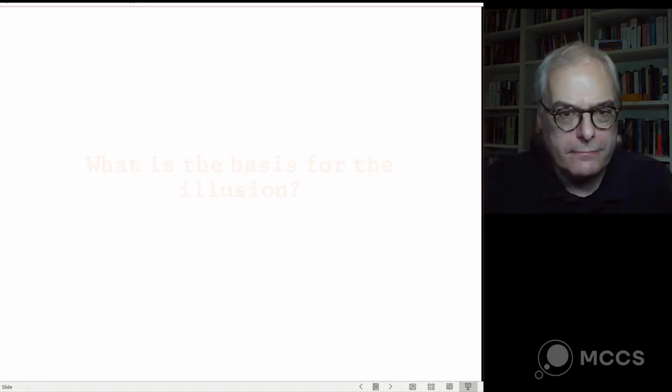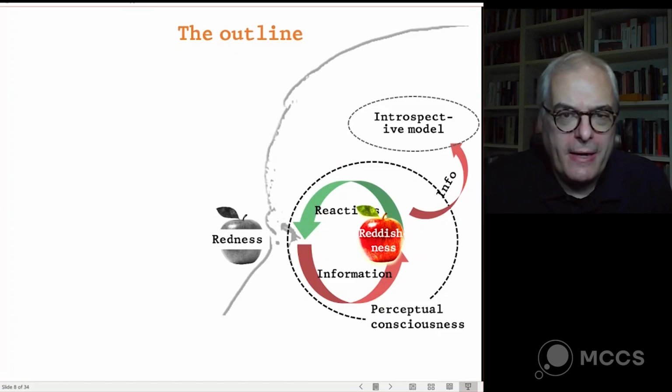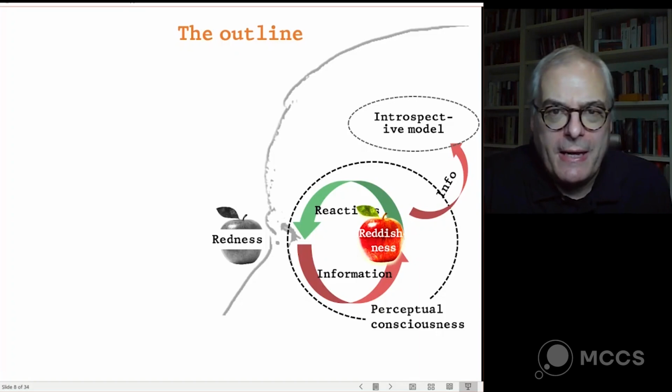Okay, so let's begin with an outline of the answer to the illusion problem. This may not be the only possible outline, but it's a very broad outline, and I think most theories are probably going to fit within this framework. So it goes like this. Let's begin by making a distinction between two things we might mean by colour terms and terms for other qualities such as sounds and tastes and smells and pains and so on.